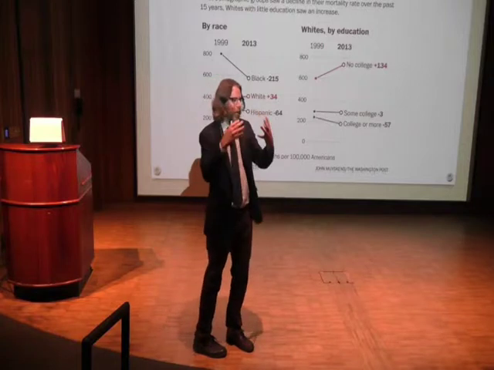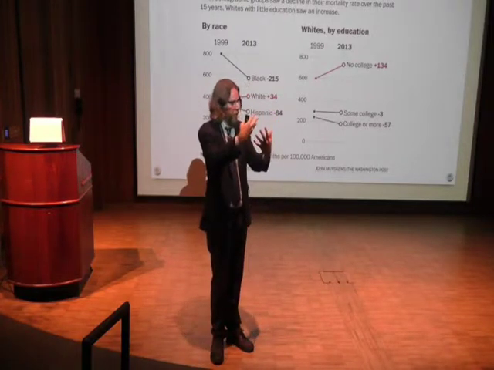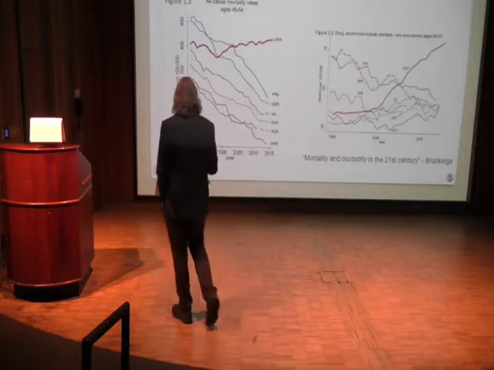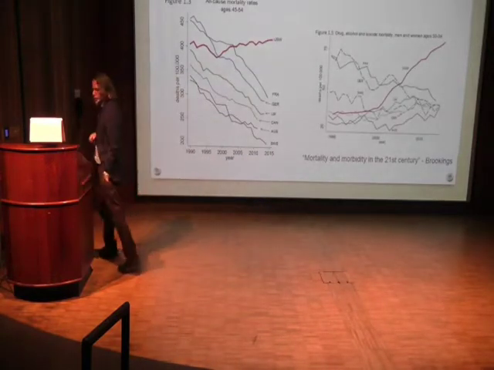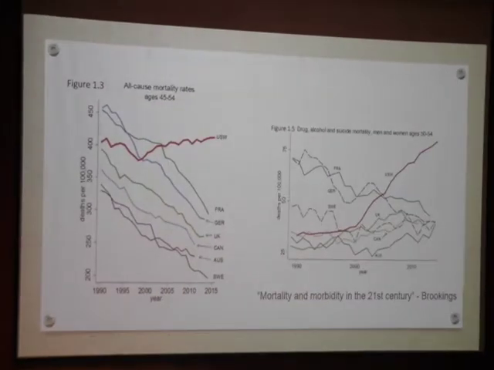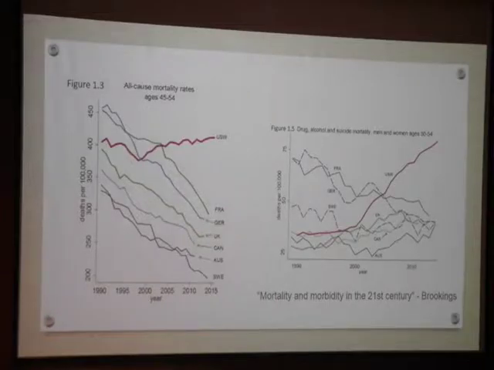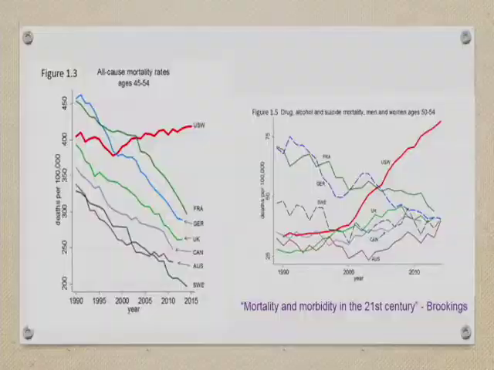So this starts to get at some of that schism that I'm talking about, these countervailing trends that are happening within these votes. This gives you the data across the industrial G8, the numbers across France, Germany, UK, Canada, and so on and so forth. These are plummeting. And yet the United States is rising, particularly drug, alcohol, and suicide mortality. Wow, 50 to 54. That is an alarming statistic.